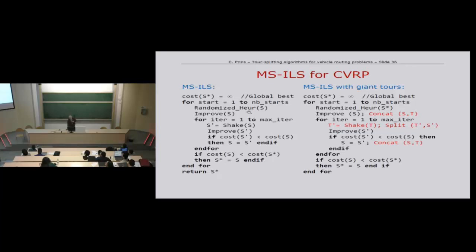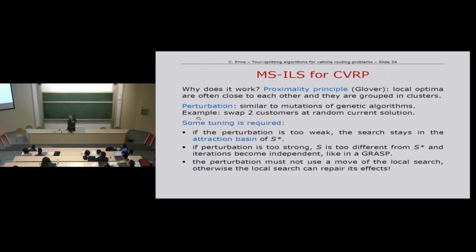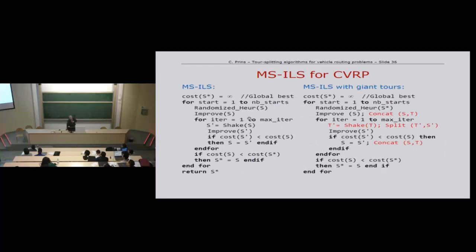So of course, this time, you see the difference here. I had a deterministic heuristic. But here, if you use a deterministic heuristic, you will not always find the same result, but you don't have enough diversification. So the heuristic here must be randomized. So at each restart, you are going to generate a different initial solution. So it's an easy way to improve a basic ILS.